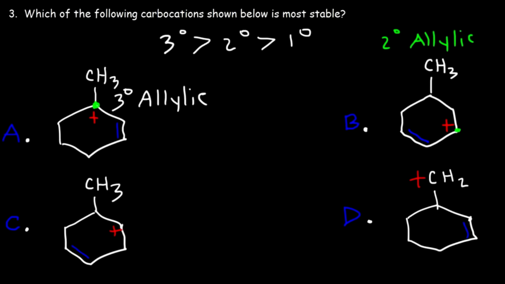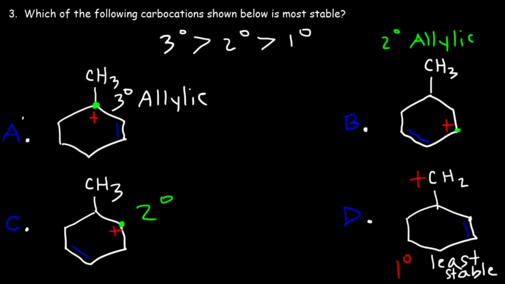So moving on to part C, the carbon with the plus charge is adjacent to two other carbons, but it's too far away from the double bond, so it's simply a secondary carbocation. And now this carbon with the plus charge is only attached to one carbon atom, which means it's a primary carbon, and it's too far away from the double bond, so it's not allylic. So therefore D is the least stable. Primary carbocations are not stable at all.